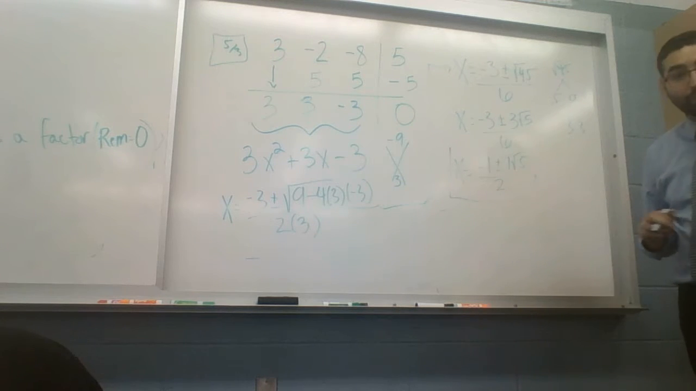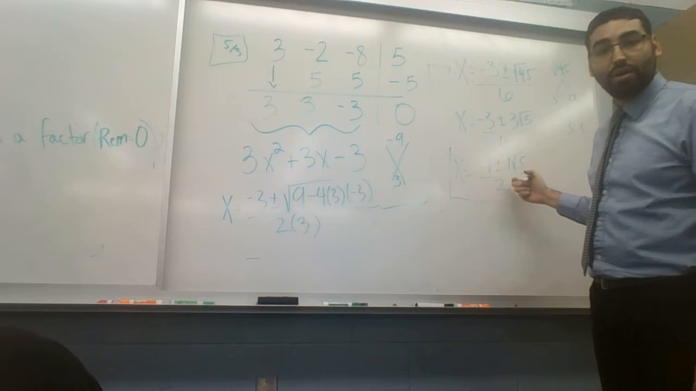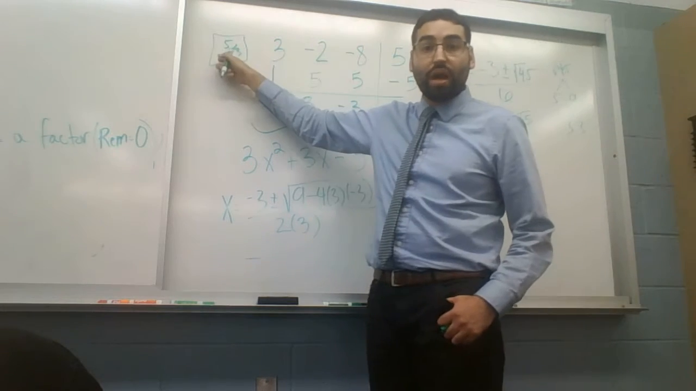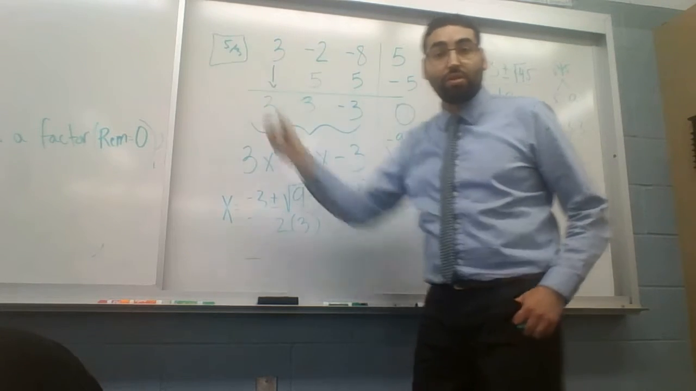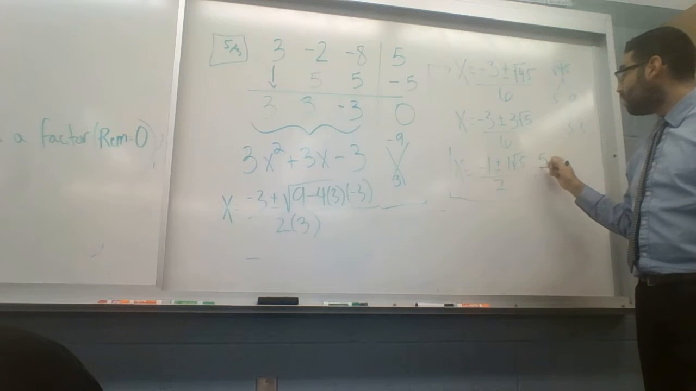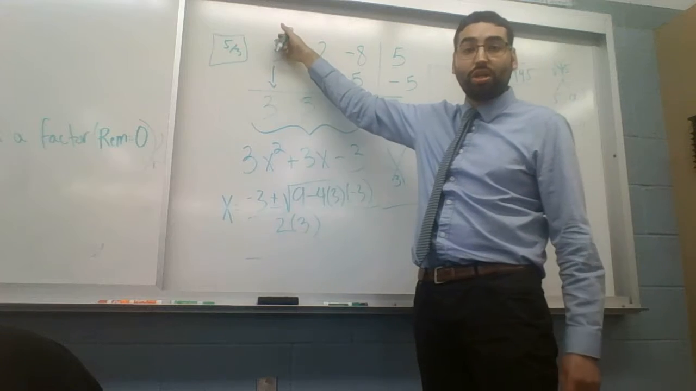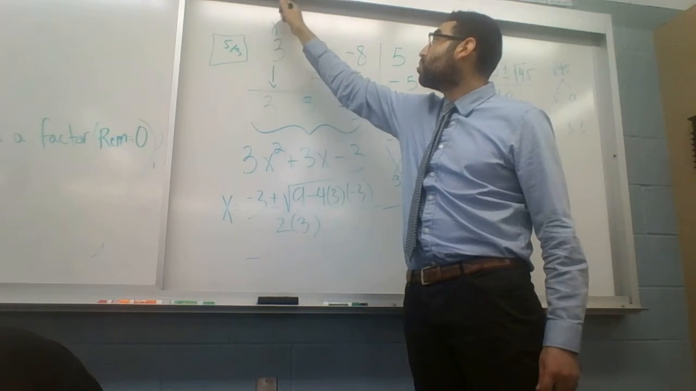part of my solution. So I've got 2 solutions here from the quadratic, and I've got 1 zero from this 5/3. So altogether, that gives me my 3 answers, which is what I should have because this was originally a power of 3. This was x to the 3rd power.